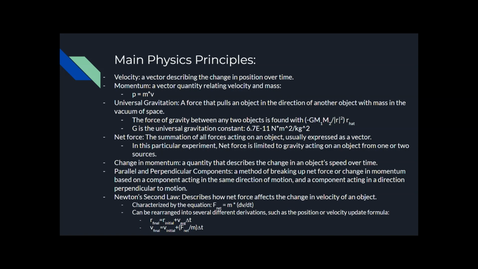Velocity is a vector quantity describing the change in position over time. Momentum is a vector quantity relating velocity and mass. It is described with the equation momentum equals mass times velocity.